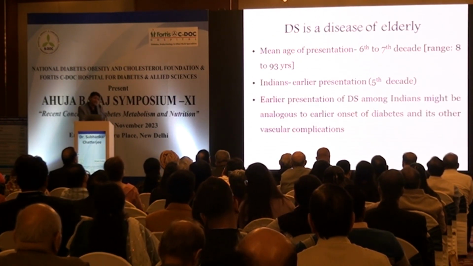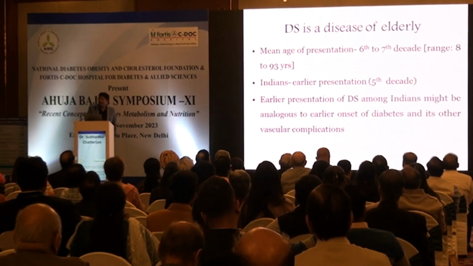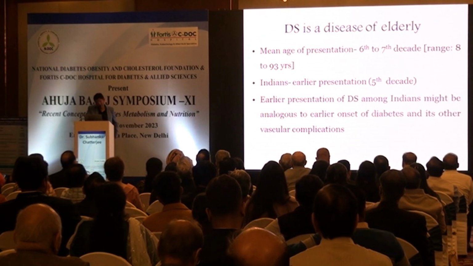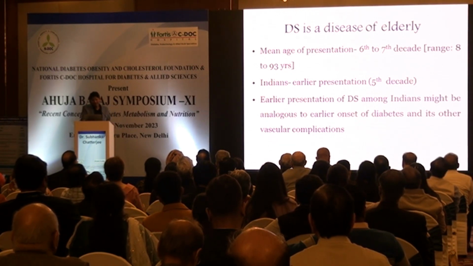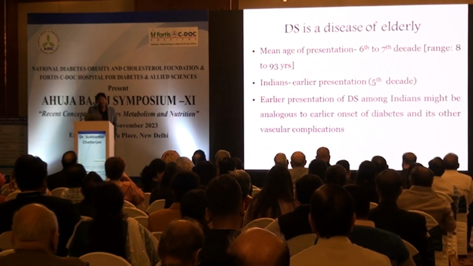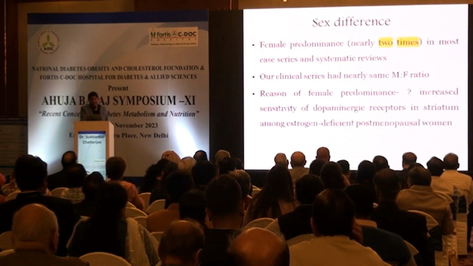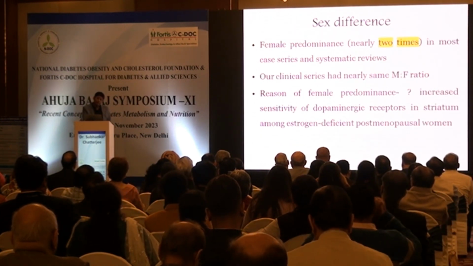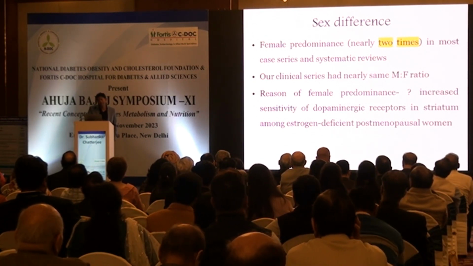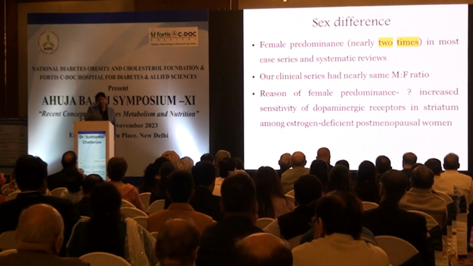Now, DS is generally considered a disease of the elderly, but can be seen as early as the age of 8 up to the 9th decade. Among Indians, like other complications, it tends to present earlier, in the 5th decade. Now, in most of the global data, there is female predominance, but in our study, we have not found any sex-specific predominance.